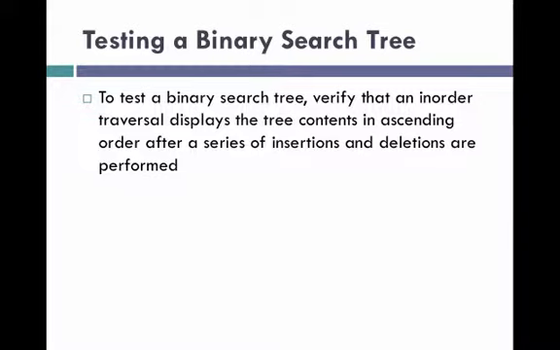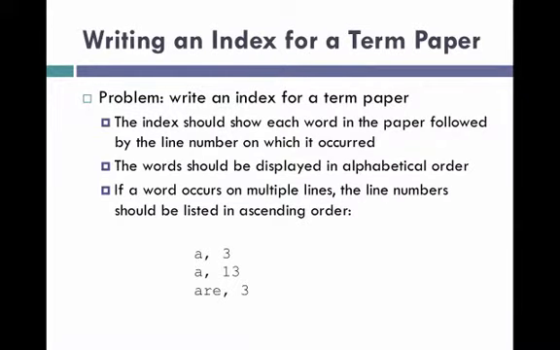So to test a binary search tree, verify that an in-order traversal displays the tree contents in ascending order after a series of inserts and deletes are performed. Now, a problem to solve is to write an index for a term paper, and the index should show each word in the paper followed by the line number on which it occurred, and the words should be displayed in alphabetical order. If a word occurs on multiple lines, then the line numbers should be listed in ascending order.